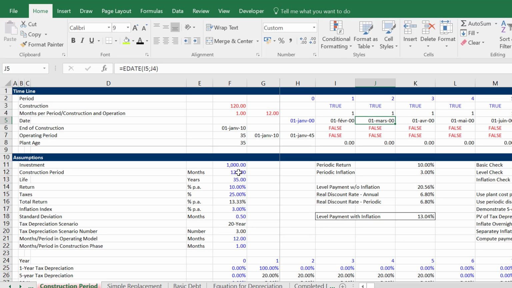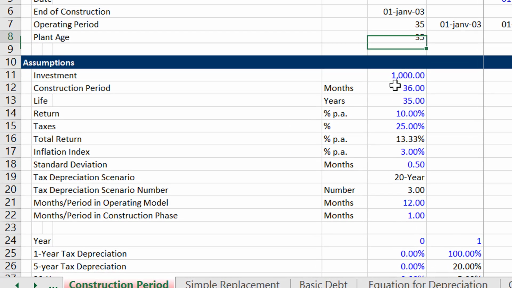If it was 2, we'd get the end of the construction period for this. So if we want to get the end of the construction period, we just take the start date we have and increment it by our number of periods of construction. Remember, this was the nuclear plant that had 120. So let's put maybe a wind farm that might have 36.